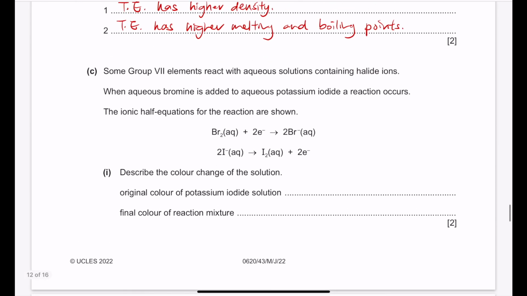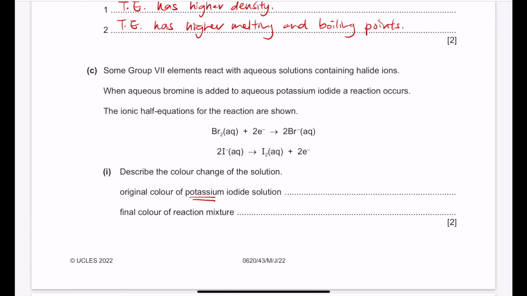Next one, I see. Displacement reactions of halogens. Describe the color change of the solution. So you see, what is the color of potassium iodide? How do we know the color of this ionic compound? Remember, for the colors of ionic compounds, we look at the metal ions that are present. Potassium is a non-transition element, so in solution, it is colorless. And this reaction produces iodine. When iodine is produced in the solution, it turns brown in color.